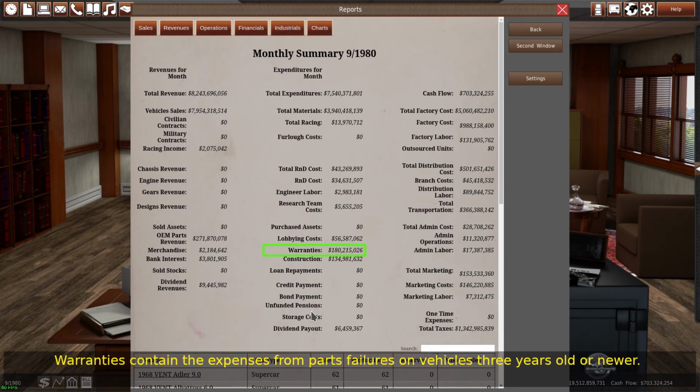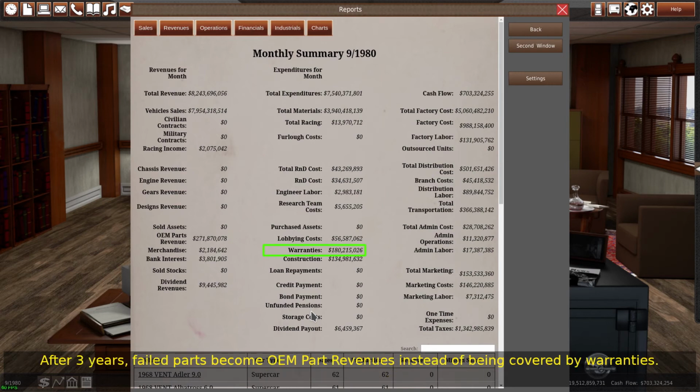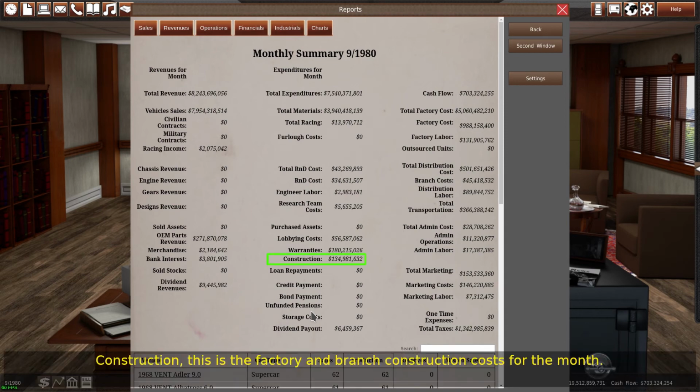Warranties contain the expenses from parts failures on vehicles 3 years old or newer. The game generates this value from the number of vehicles you sold, the dependability rating of the vehicle, and the unit costs of the vehicles. After 3 years, failed parts become OEM part revenues instead of being covered by warranties. Construction. This is the factory and branch construction costs for the month.